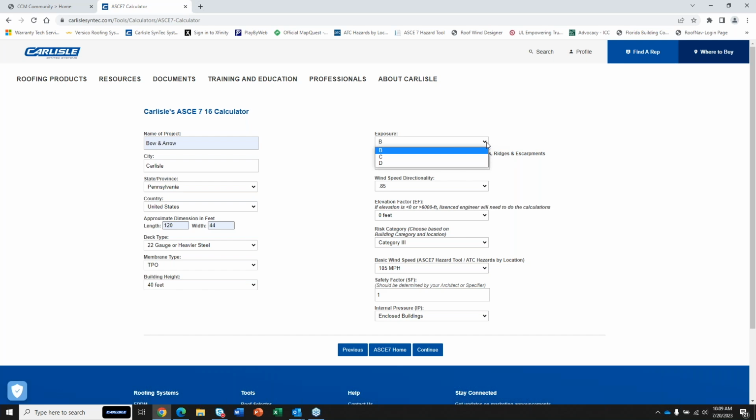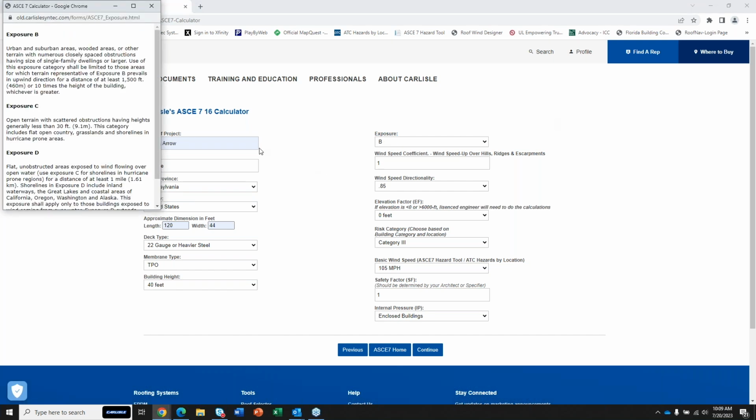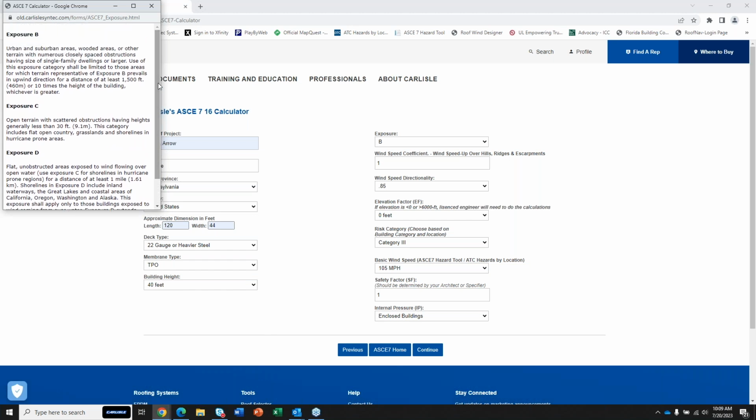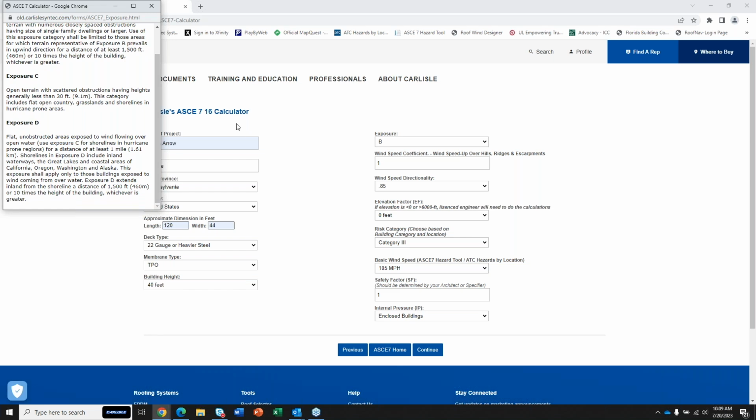Then there's the exposure category. This involves the surrounding terrain. And a way to find that out is actually tapping on this link, and it gives you a definition of those exposures. Exposure B is basically an urban, suburban type of area. Exposure C is an open type of terrain. And then D is basically a large body of water, salt flats, or those kind of areas within 1 mile. So it's just open, so the wind just blows as hard as possible.